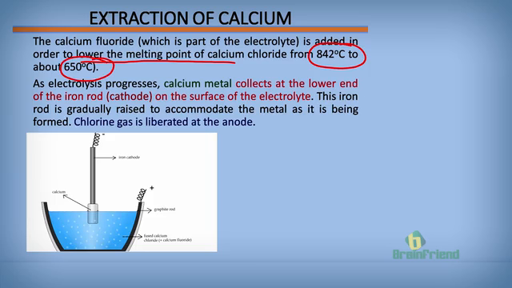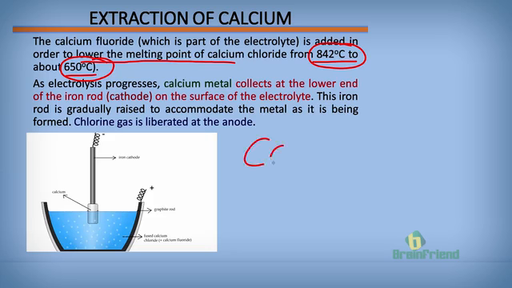When we talked about metals, we mentioned that extraction or reduction by electrolysis is quite expensive. So it's important that the melting point of the crude form or the compound from which the metal will be extracted should be reduced, okay? So the calcium fluoride was added to this compound, calcium chloride, to reduce the melting point from 842 degrees Celsius to 650 degrees Celsius.